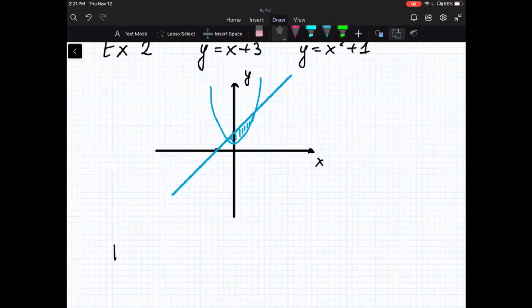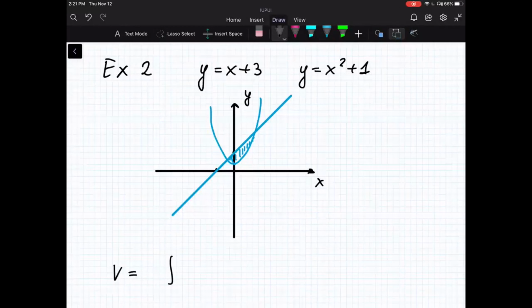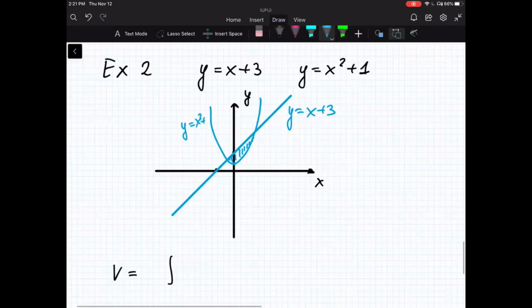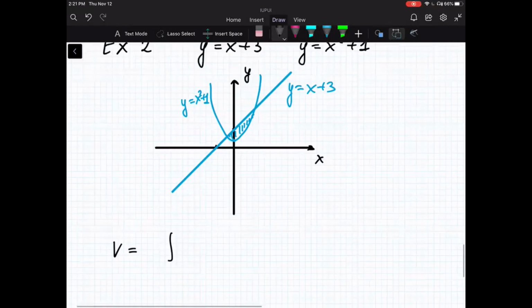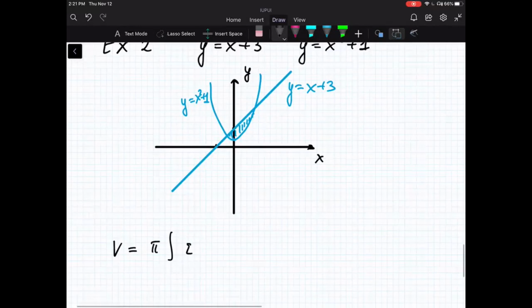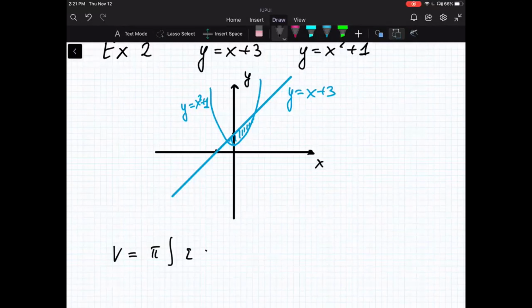I know the general answer that the volume will be the integral from a to b of f of x minus g of x squared. So my top function, as I can see from the picture, is x plus 3. And the function which is below is x squared plus 1. So what I'll get is pi, then the top one, x plus 3 squared, and I should subtract the bottom one, x squared plus 1 squared dx.